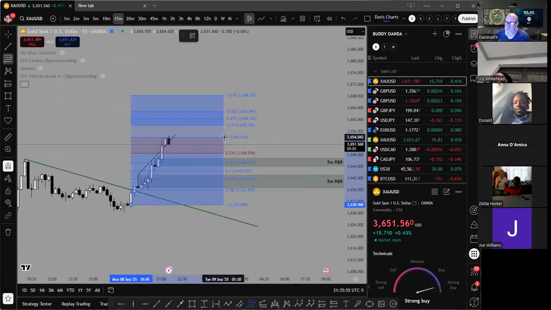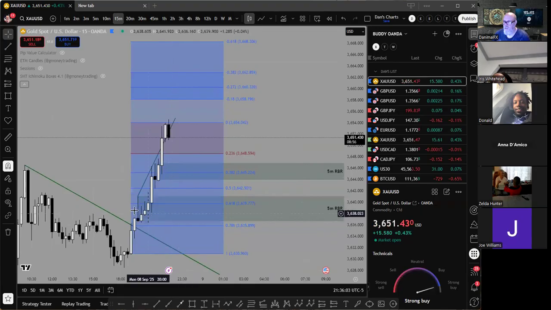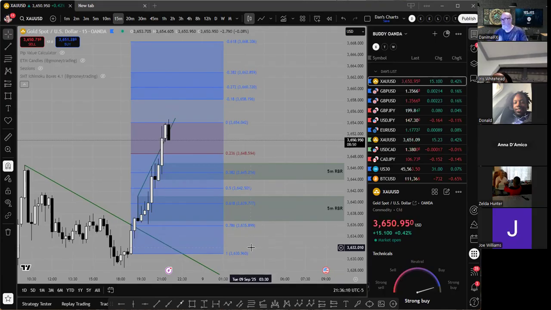If you've got an impulse, there's our impulse. Now we're looking for a correction. So see where the 382 is right there in a 5-minute rally base rally, and 618 is right in there in the other 5-minute rally base rally. So yeah, price can come back and retest. It might even stop at the 236 and say, hey, we did our retracement. That's as far as I want to go.